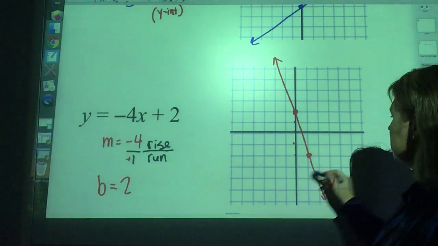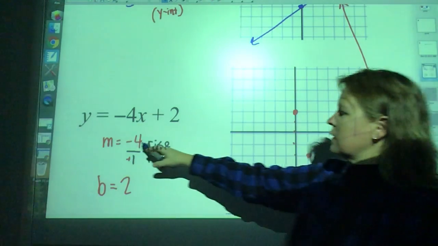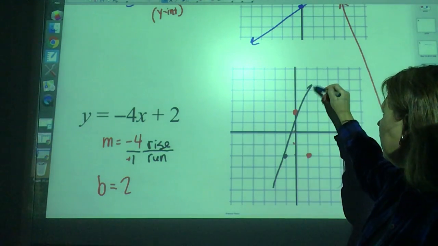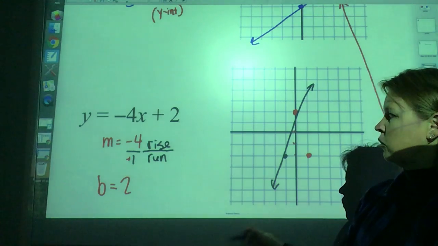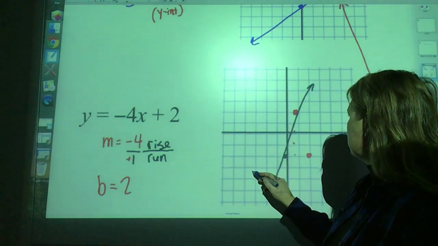Way too often, in all my years of teaching, because of the negative, students go down 4 over 1 like this, and they draw their line. Well, here's the trick right away. You remember my little skier? We called him Cliff.